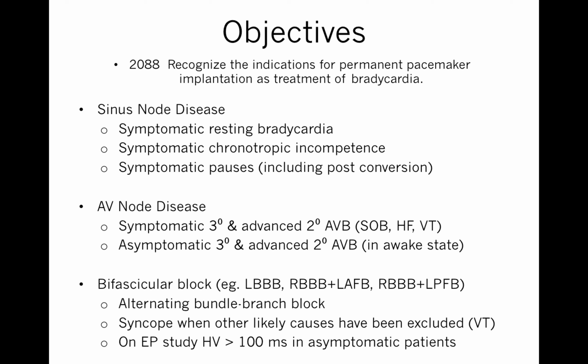The last one here is on EP study. An HV interval of more than 100 milliseconds in an asymptomatic patient. So one of the things we do when we do an EP study on somebody and put catheters inside the heart is measure the conduction along the AV node. And if we see a very long HV interval, meaning there's a lot of disease in the conduction system, especially under the AV node in the distal conduction system, that's an indication for pacing.